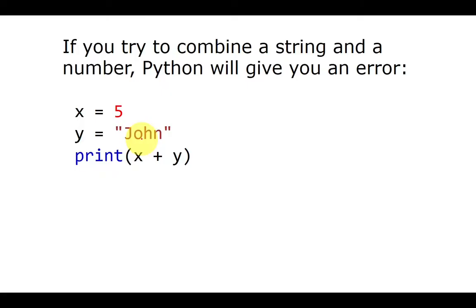If you try to combine a string and a number, Python will give you an error. So this is our number, which is an integer, and we have our variable which is x, and we have another variable which is y, and this is a string with the name John. So now if we want to add it together, we're going to get an error because they're totally different. This is a string and this is a number. It can't work, so we're going to get an error.